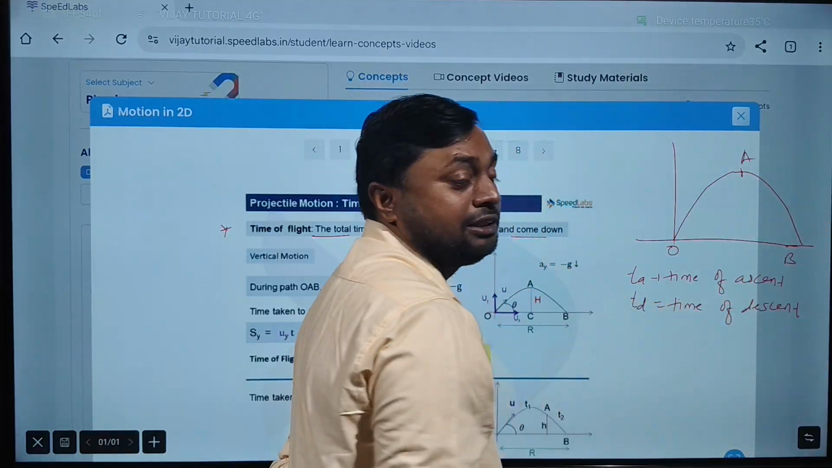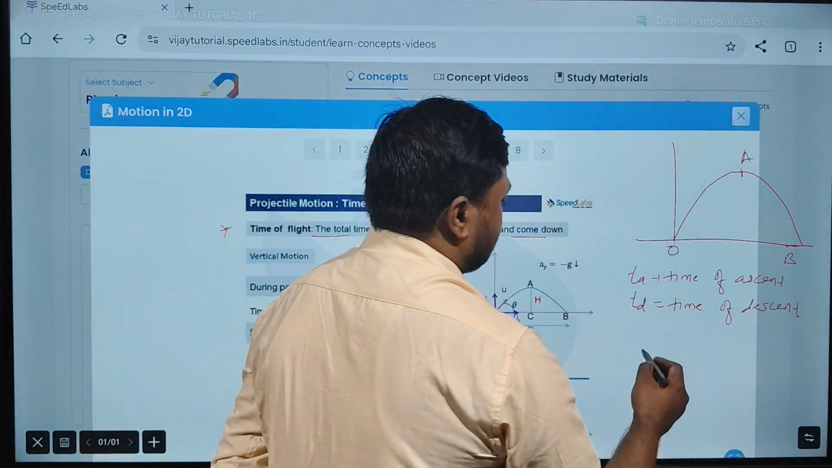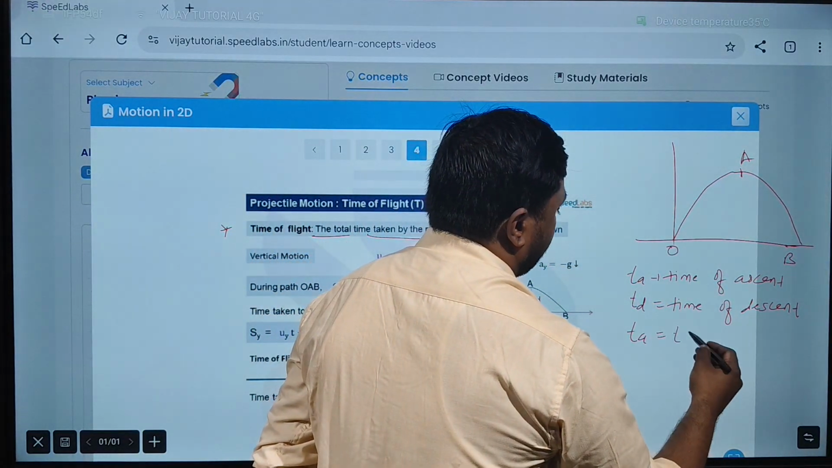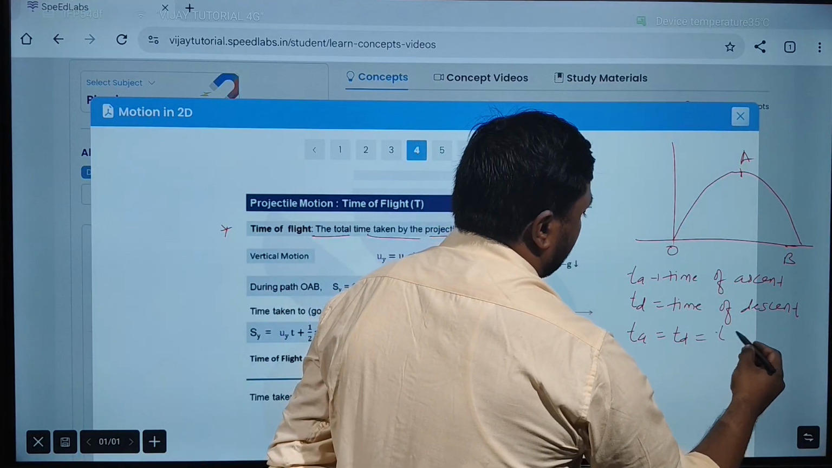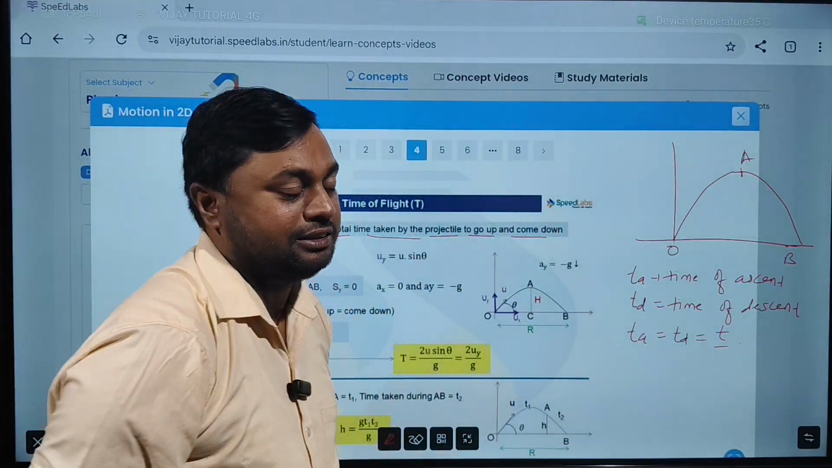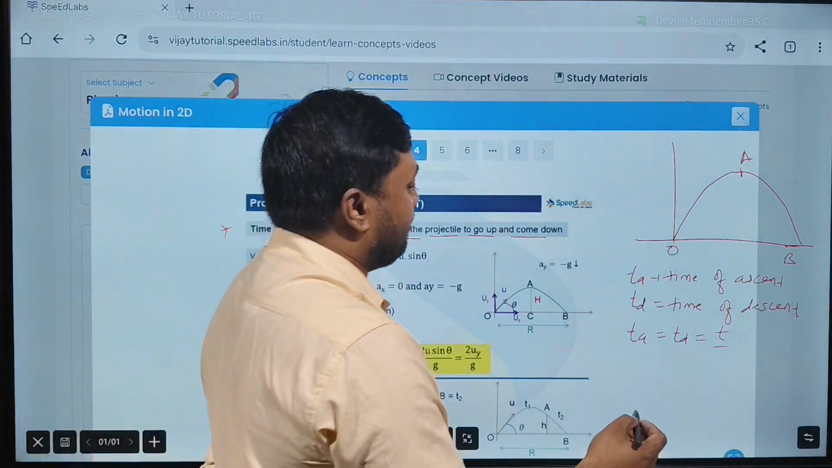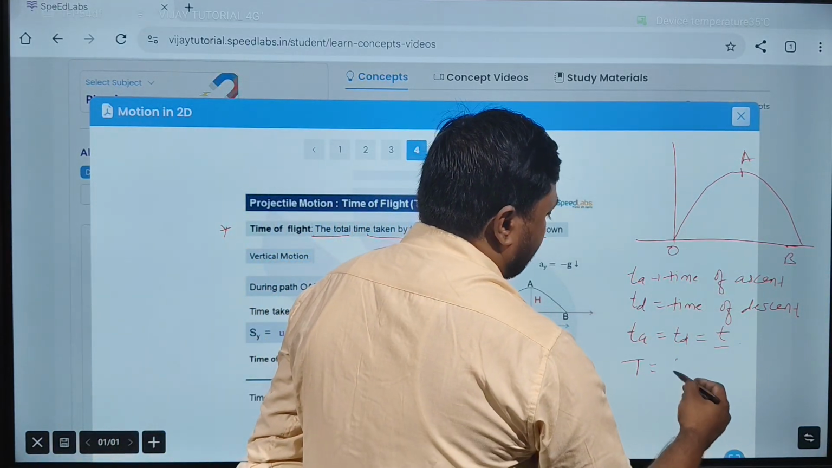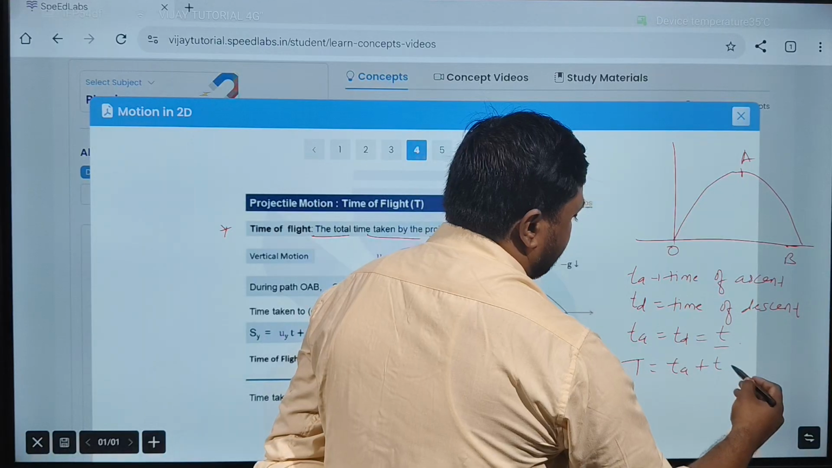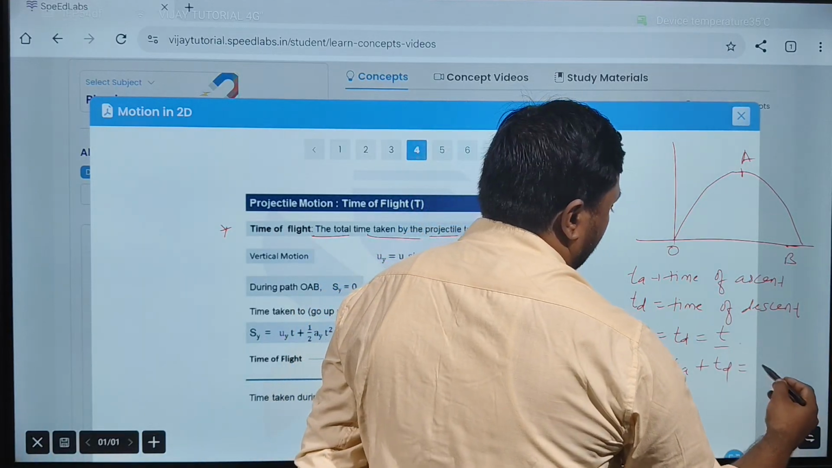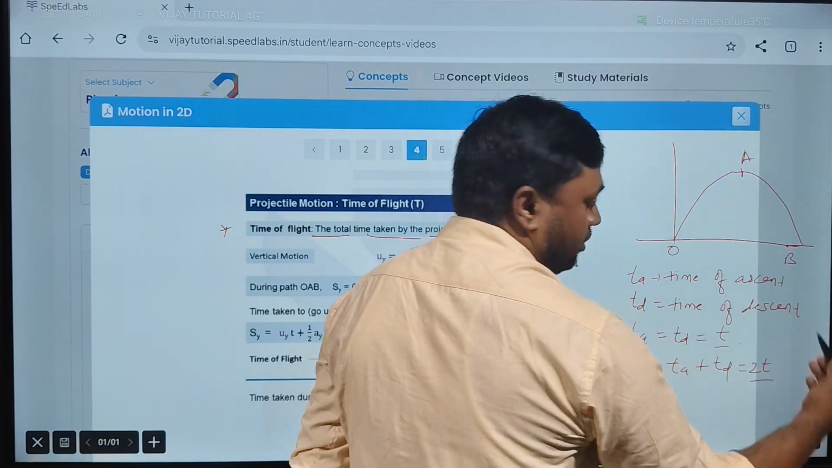Okay, as the path is symmetrical, what happens? The time of ascent and time of descent are the same, equal to t. Let's take this as small t. Now, can we write the total time of flight as the time of ascent plus the time of descent? Or we can write 2 times t.